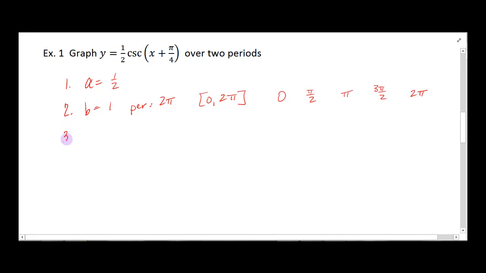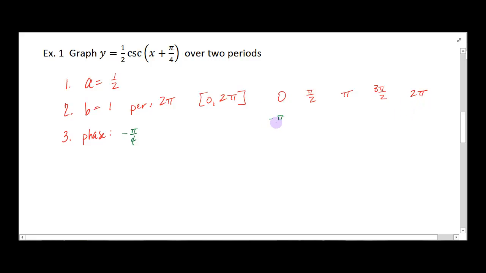The third thing I want to address is the phase shift. This function has a phase shift since I am adding something to the variable x. And this is going to be the opposite sign, so we are technically subtracting pi over 4 from each of these points that I've created.